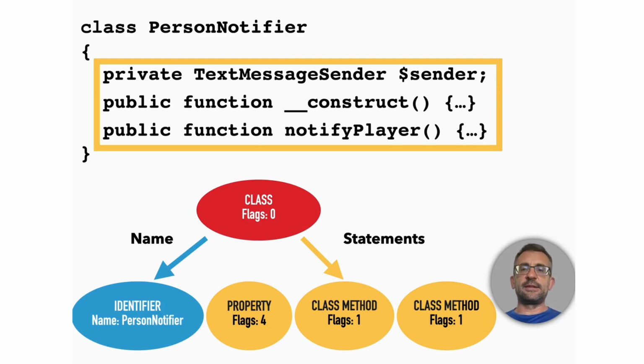So what we should start to see is that all code can be represented in the abstract syntax tree. The AST is made up of nodes, and depending on what is being represented, there are different kinds of nodes. So in here, we've got a class node, an identifier node, a property node, and some class method nodes. And each node has properties, and depending on what it's representing, it has different types of properties.